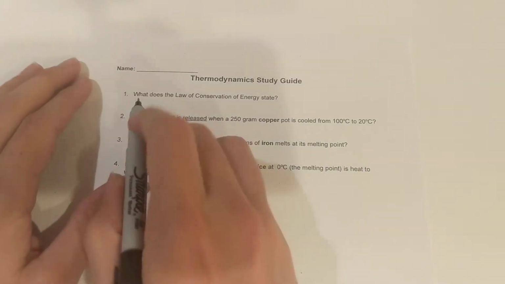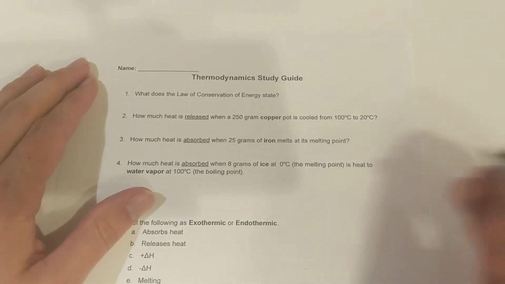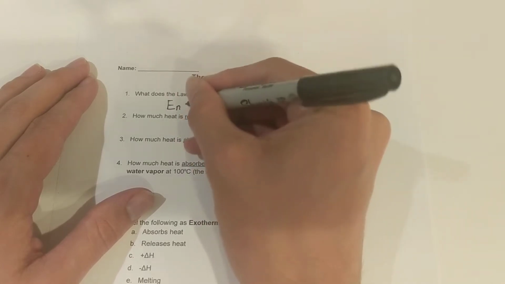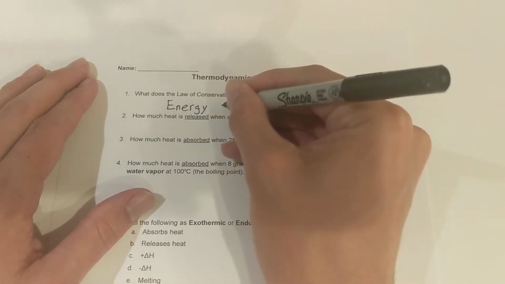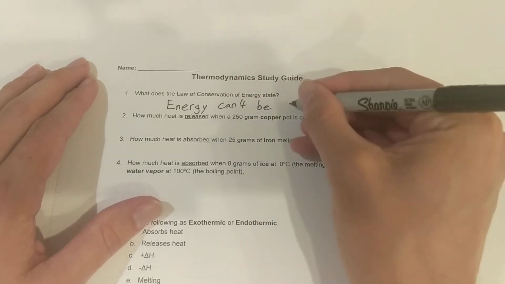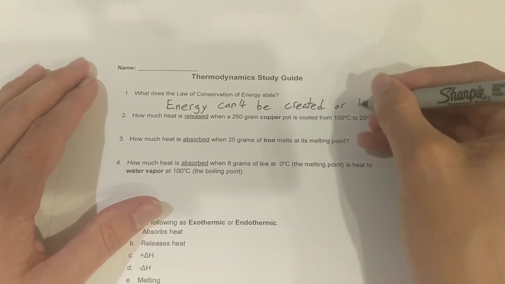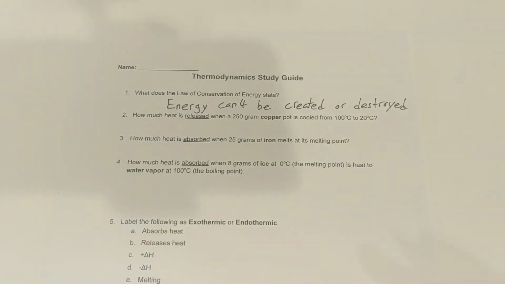So we're going to start with number 1. What does the law of conservation of energy state? So we've been talking about this for a while. We can't create or destroy energy. So energy can't be created or destroyed. It can only change forms from one form of energy to another form of energy.